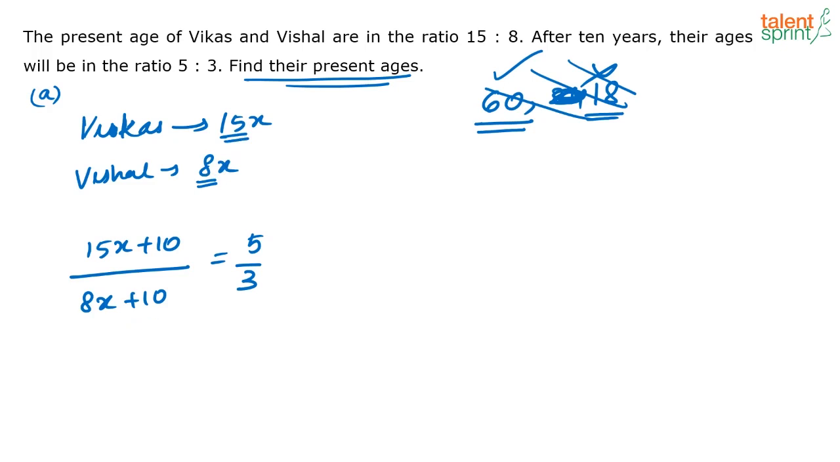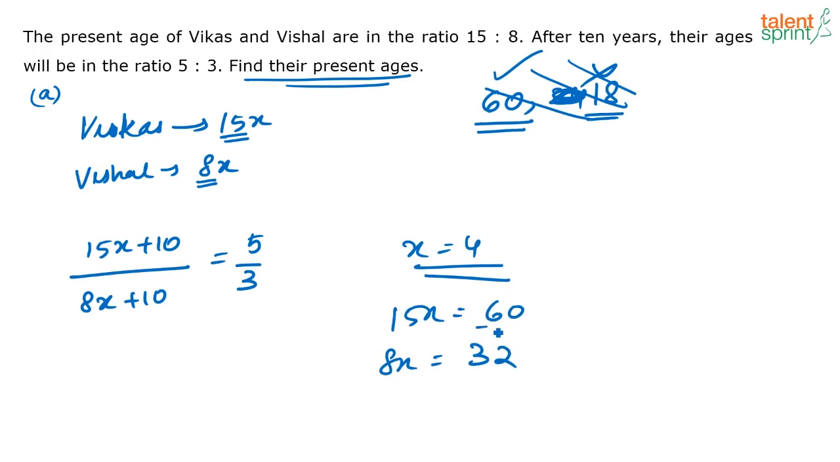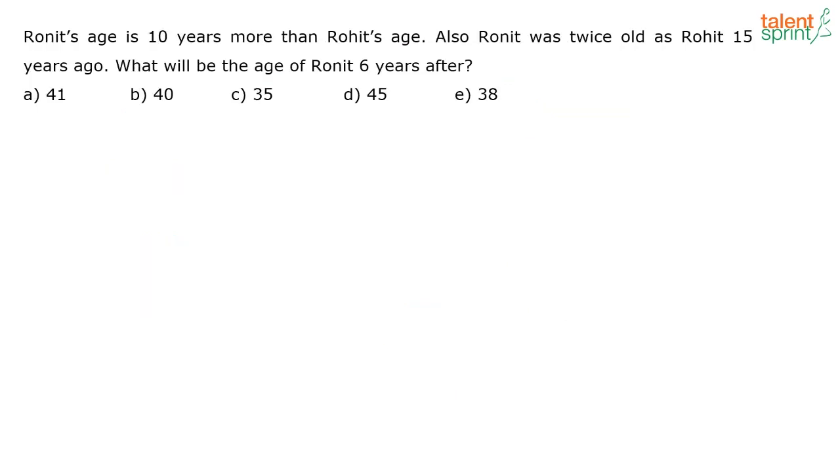Here, when you solve this, you will get x is equal to 4. So 15x will be 60 and 8x will be 32. So the answers we are looking at are 60 and 32. 60 is a multiple of 15 and 32 is a multiple of 8. So by looking at the options itself, you could have arrived at the answer. Hope it is clear. Next one.